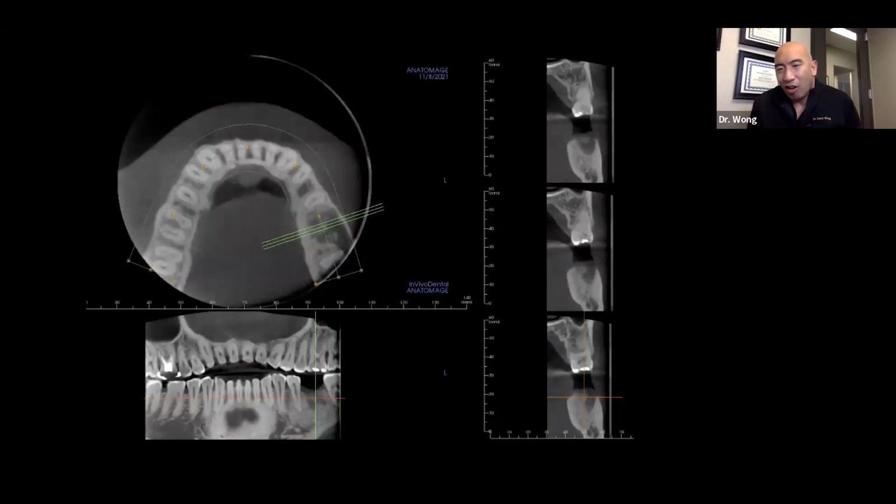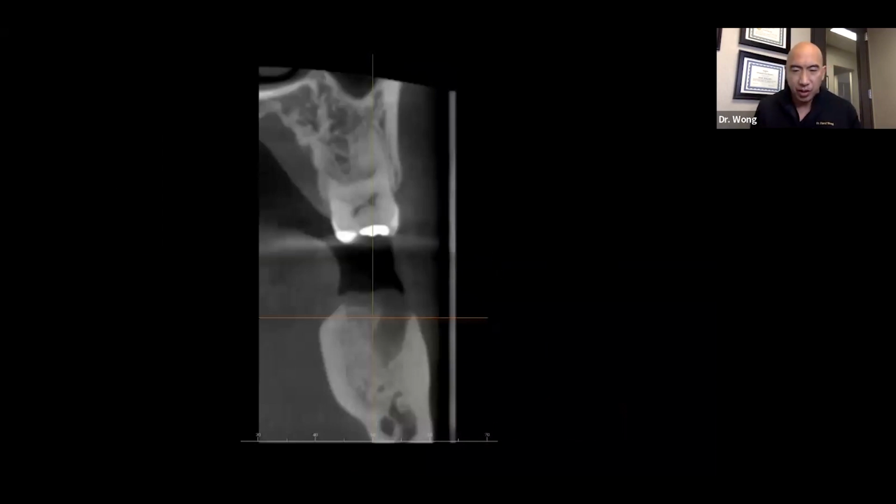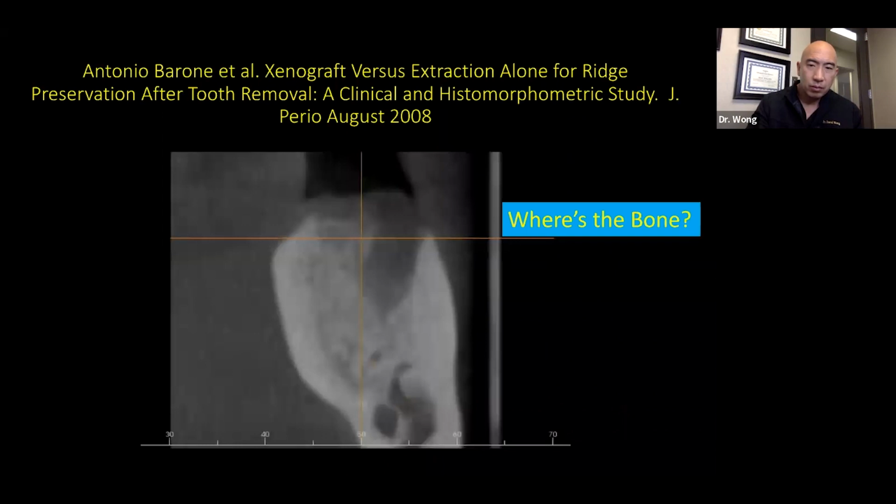These things are just a lot harder, unnecessarily complicated when a $60 or $70 bottle of bone could have saved us all this hassle. So before you do implants, I'm telling you, a CBCT helps you avoid a lot of these types of problems. So this is what it looks like closer up. So where's the bone? So once again, socket grafting virtually guarantees that we'll A, have enough bone there, but B, have enough good quality bone.